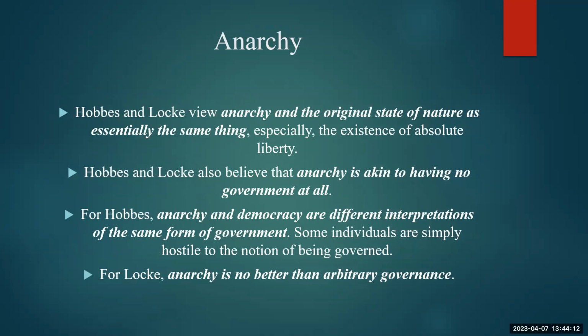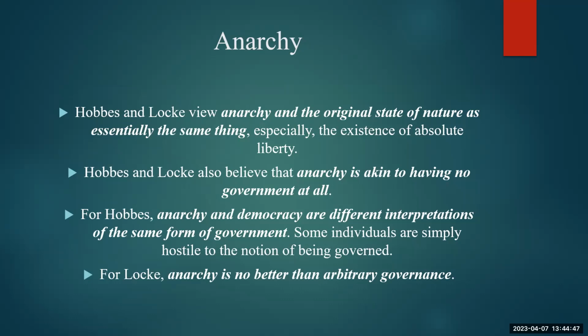Okay, then the same week we looked at anarchy, which is, again, another very different way of looking at the social contract. Nietzsche is certainly one, but the other one is the notion of anarchy. And anarchy comes up in the social contract in different ways. Hobbes and Locke look at anarchy as the original state of nature. They look at it as essentially the same thing. And what are they looking at? They're looking at absolute liberty. Hobbes and Locke also think that anarchy is akin to having no government at all, which is exactly what it is. But they look at that as a bad thing.